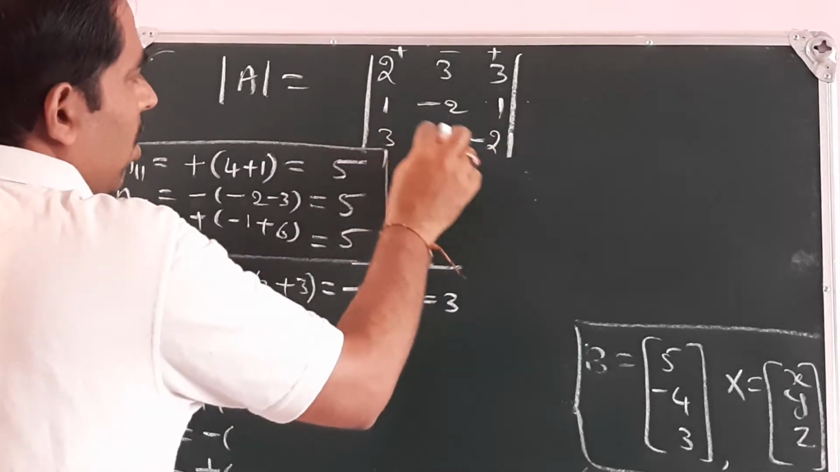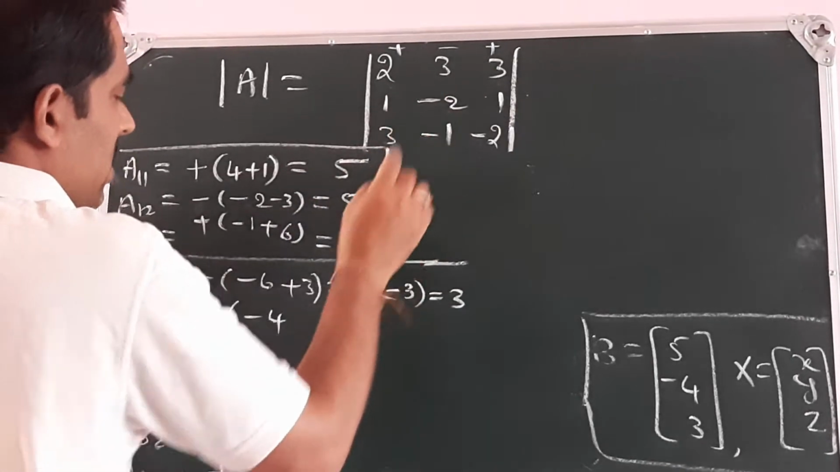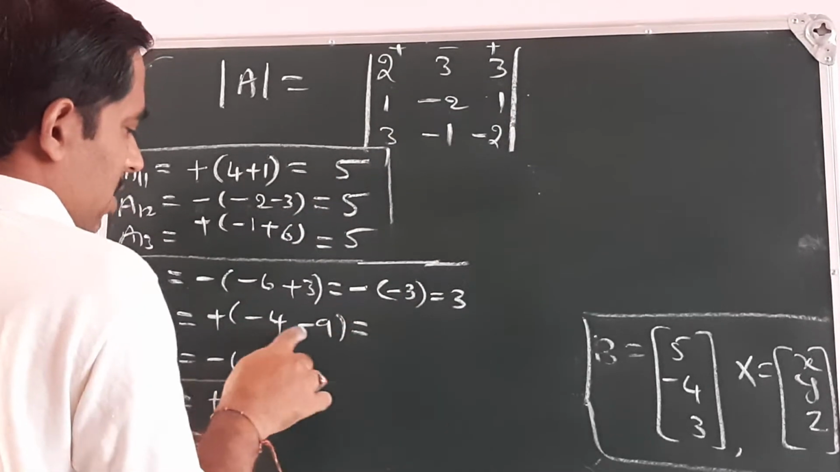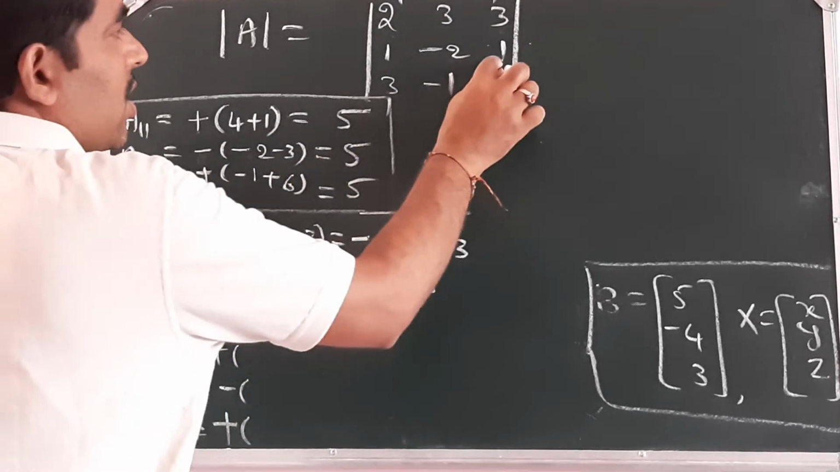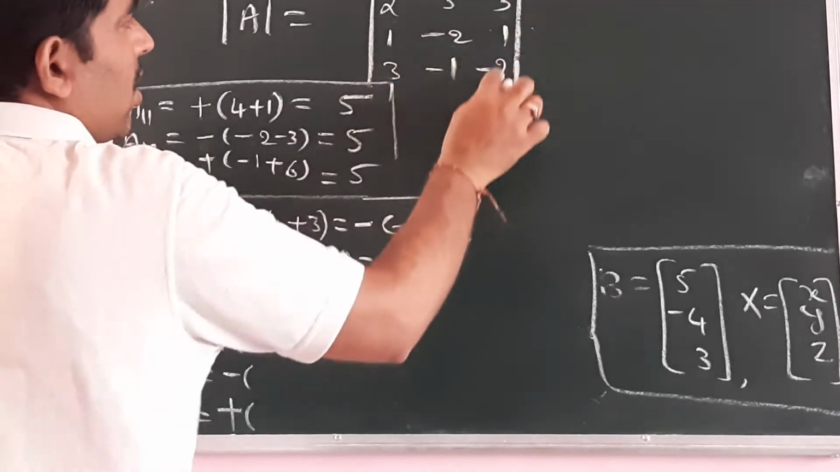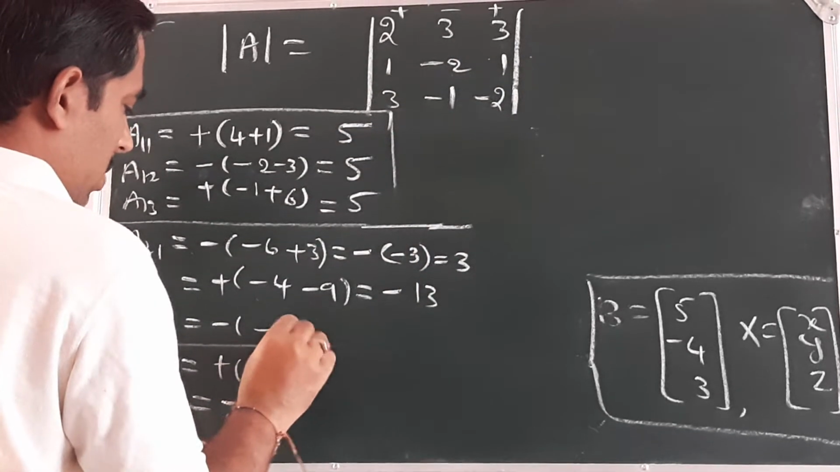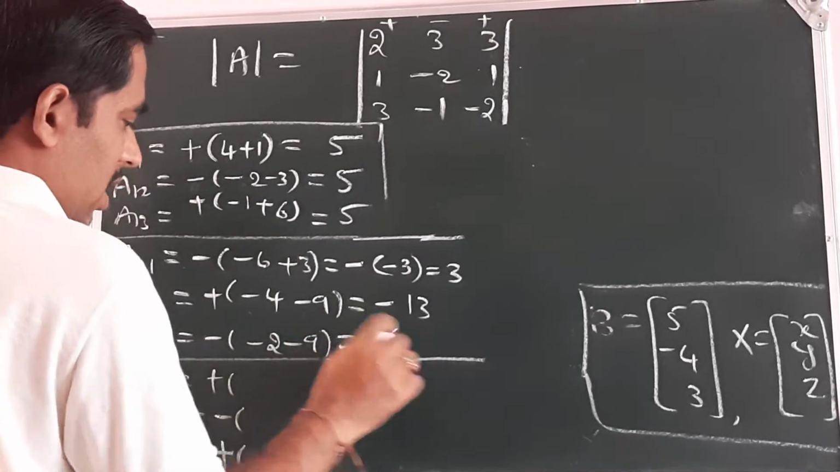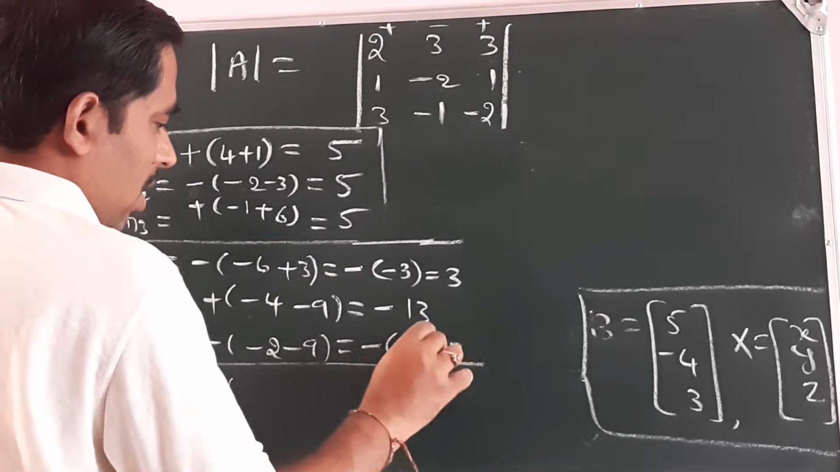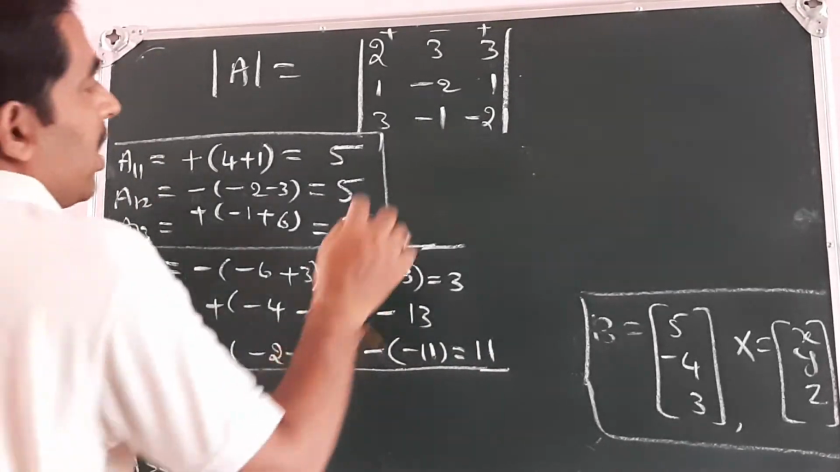Then move to this element. Leave this column and this row. 2 into minus 2, minus 4, minus 4 minus 9. Minus 4 minus 9, that is minus 13. Then you move to this. You leave this row and this column. 2 into minus 1, that is minus 2 minus 9. So that will be outside minus. Minus 2 minus 9, that is minus 11. So minus of minus 11, that will be what? Once again positive.